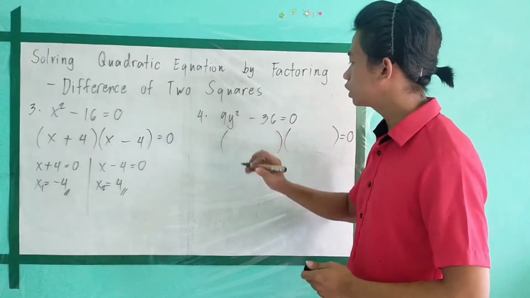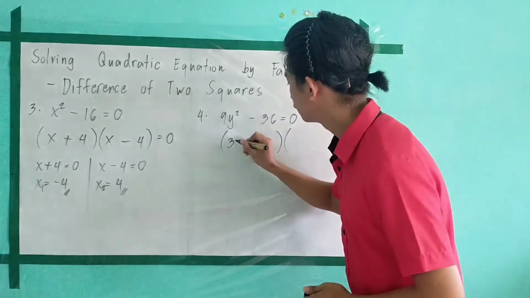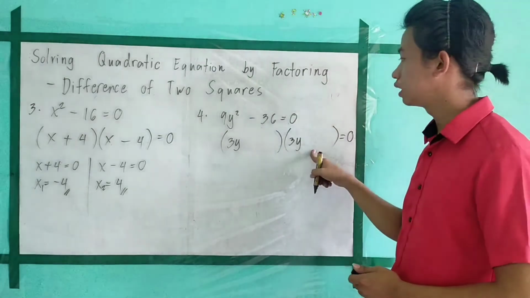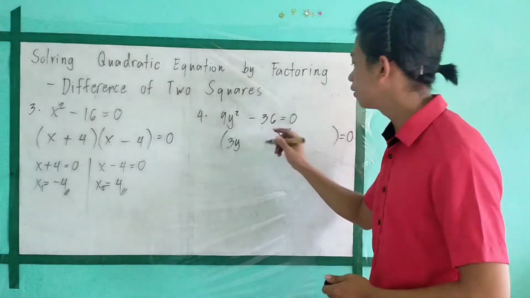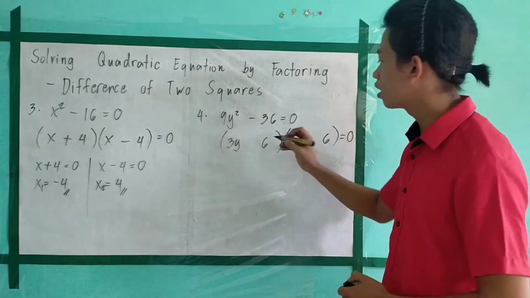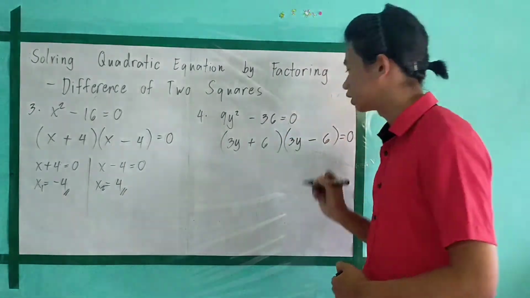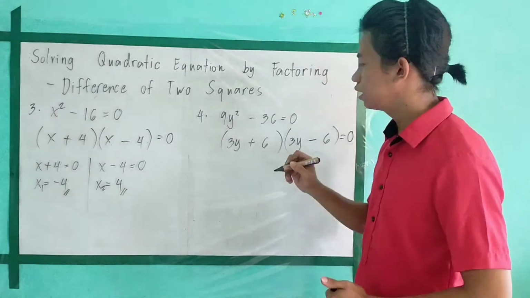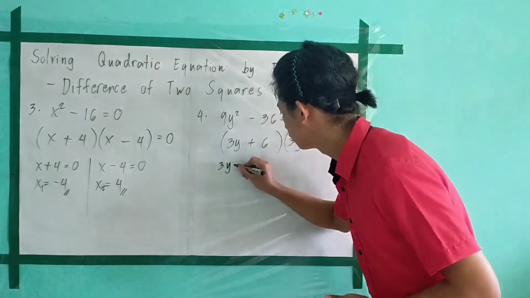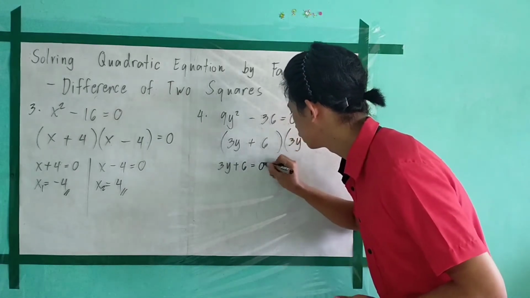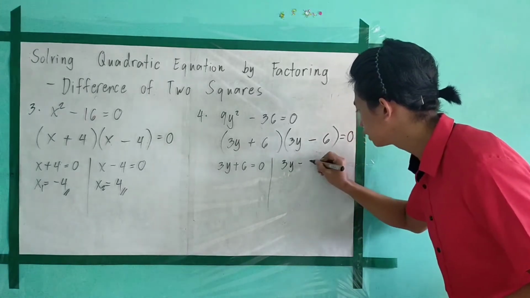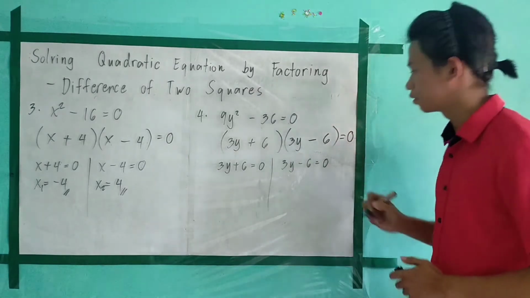So, square root of 9y square, we have 3y. So, 3y, then 3y here. Next, square root of 36, we have 6. Ayan. Then form a sum and difference. I-equate natin siya by 0. So we have 3y plus 6 is equal to 0. And the other one, we have 3y less 6 is equal to 0.